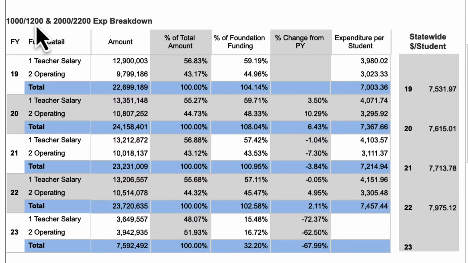The second worksheet is a comparison of expenditures for funds 1,000 for teacher salary and 2,000 operating. You'll notice also that we've included the numbers for charter schools. Charter schools have a different number for teacher salary, it's 1,200, and operating expenses are 2,200. So this worksheet's a simple comparison how we spent money on teacher salaries versus operating, and then that total is compared to a statewide dollars per student. So in fiscal year 19, the Alma School District spent $7,003 per student in the areas of teacher salary and operating, compared to a statewide average of a little over $7,500.